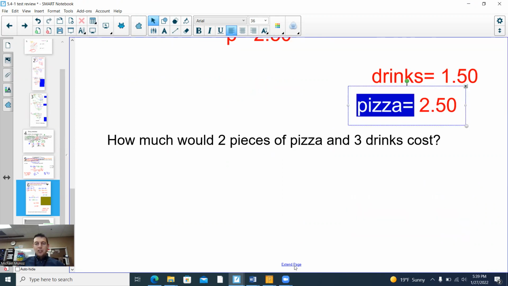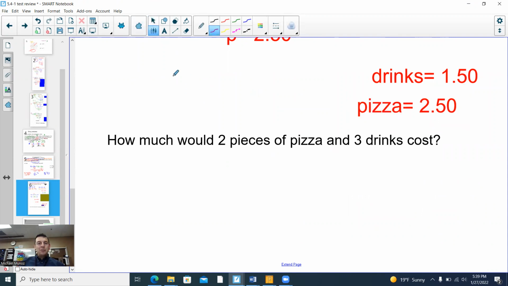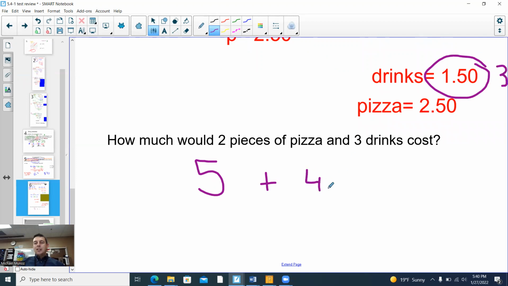But my original question said, how much would 2 pieces of pizza and 3 drinks cost? Well, I know pizza costs $2.50. So if I bought 2 slices, $2.50 times 2 would be $5. And then it says, and 3 drinks. So my $5 plus my 3 drinks, each one costs $1.50. So I'll take that times 3 and I'll get $4.50. So the total I'm spending is going to be $9.50.